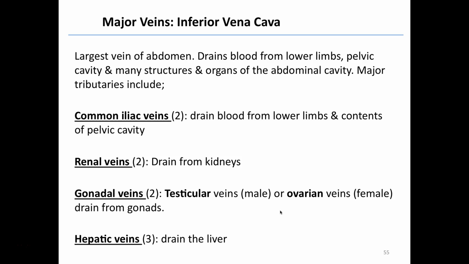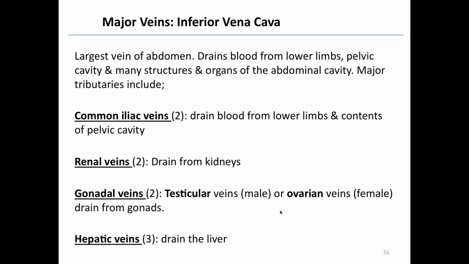The major tributaries to the inferior vena cava include the common iliac veins, and we talked about the common iliac arteries before, so it should be no surprise where we'll find the common iliac veins. We have renal veins and gonadal veins and hepatic veins, all acting as tributaries to the inferior vena cava. Notice that all these names we have come across before when we were talking about the arteries.